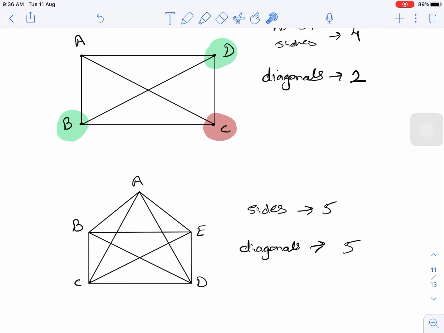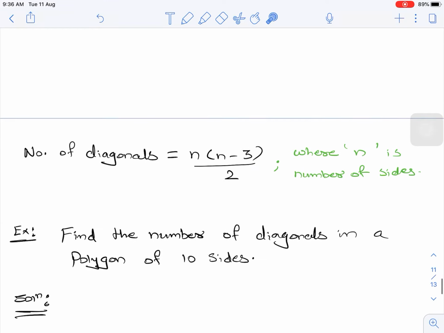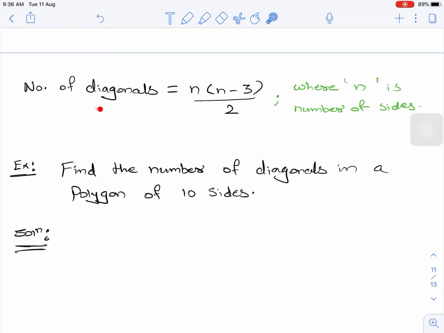Now what if a figure has 10 sides? Every time we cannot draw the figure and find the number of diagonals. So we are going to make use of a formula, which is generated from patterns. The number of diagonals equals n times (n minus 3), upon 2. We can find the number of diagonals when the value of n is given. Here n is the number of sides.